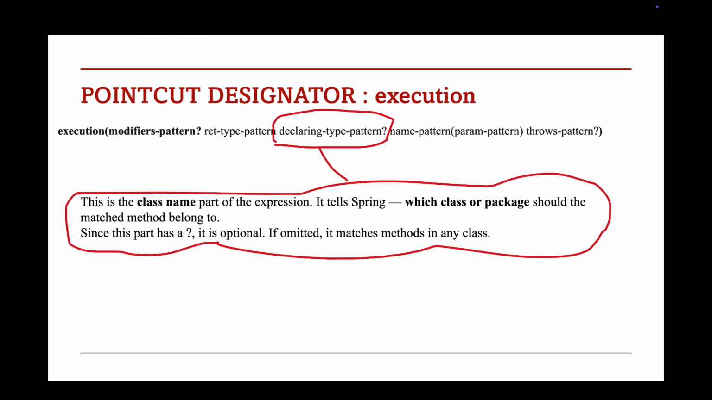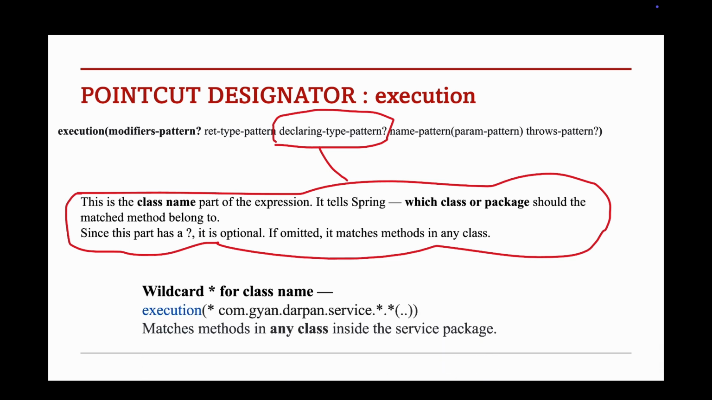Alright, second option. Any class in a specific package. Instead of targeting one specific class, we use the asterisk wildcard for the class name. This tells Spring, match methods from any class inside this package. Let's read this expression. com.gan.derpun.service, the specific package. Asterisk, any class inside that package. But, and this is very important, it matches only the service package. Not any subpackages inside it.